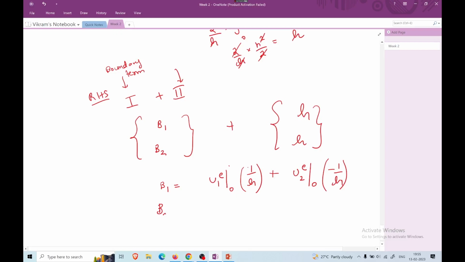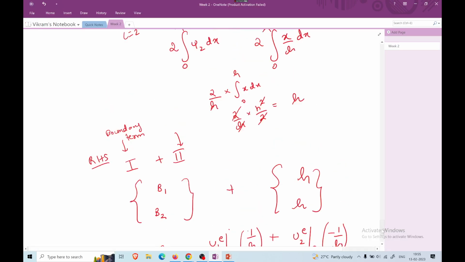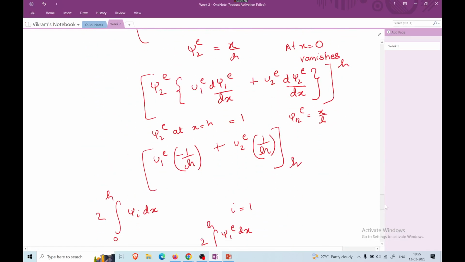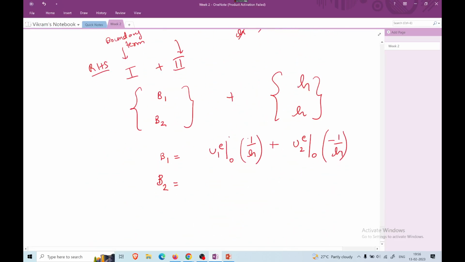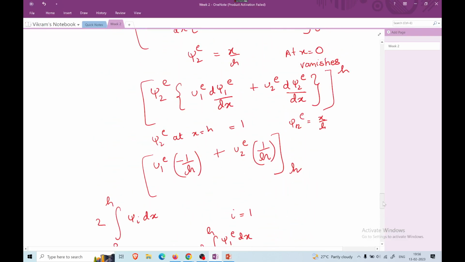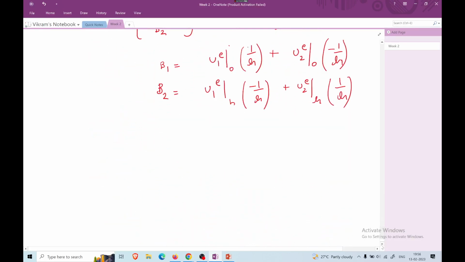Then b2 is equal to, say, similar thing. Yes, this one. u1e at h into minus 1 by h plus u2e at h into 1 by h. Was this the relation? Yes. So this h subscript, which means that this is my b1 and b2.